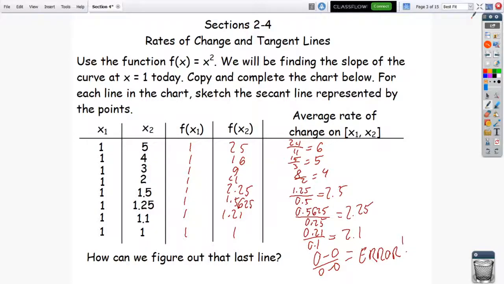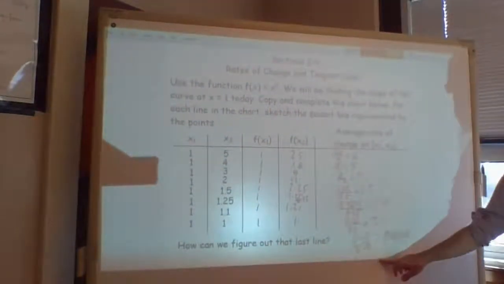Here are the answers. So what you can see, hopefully you noticed, is that x2 was getting closer and closer to 1. We're kind of constructing a table of values for evaluating a limit, and therefore f of x2 should be getting closer and closer to whatever f of x1 was. And we see it is. And the average rate of change should be getting closer and closer to the instantaneous rate of change. Now, down here at the bottom, we get an error.